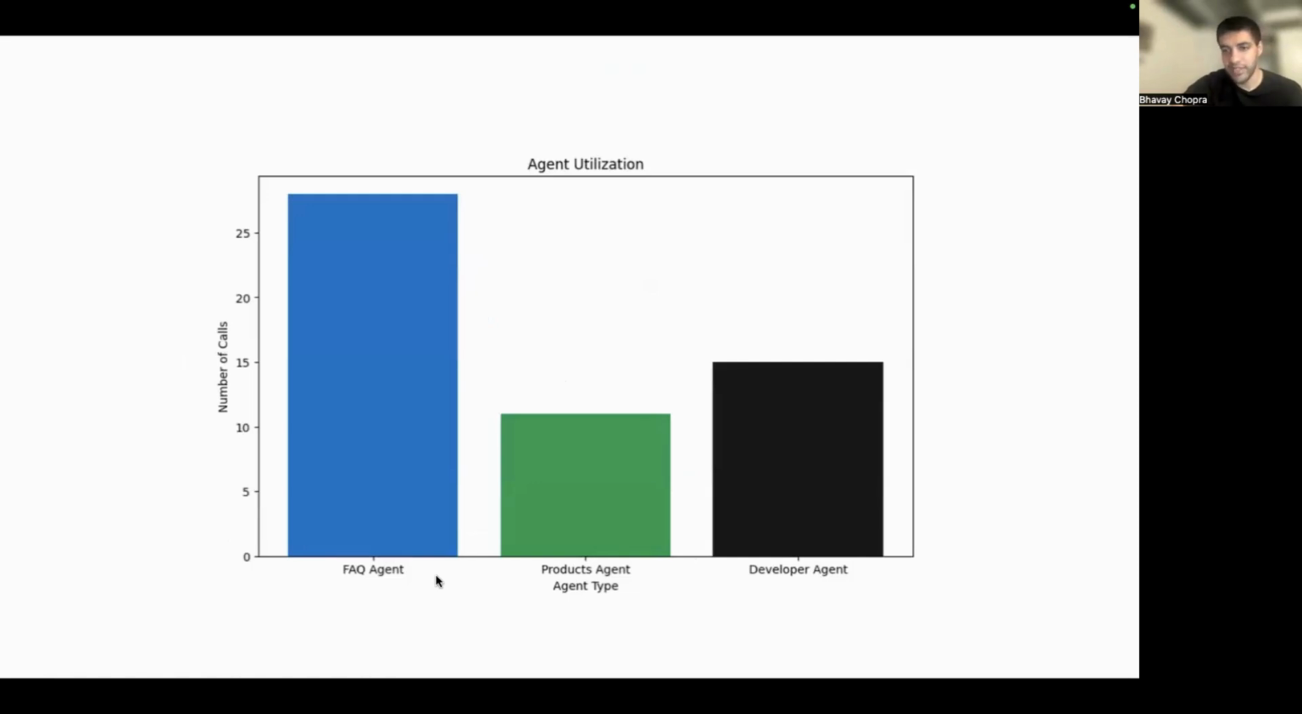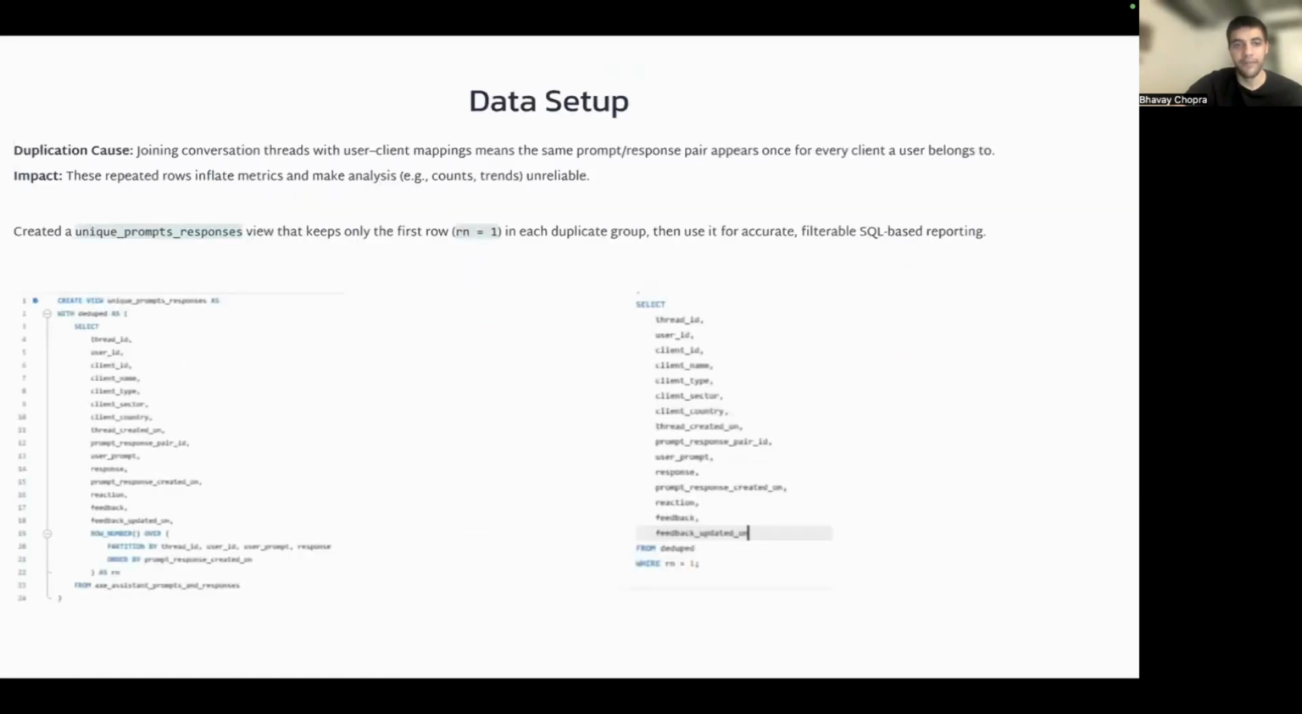The manager prompt also decides which agent is to be used. So these are the agents that are being used for the prompts that we have. And this is an accurate result for us. And we are happy with this result.